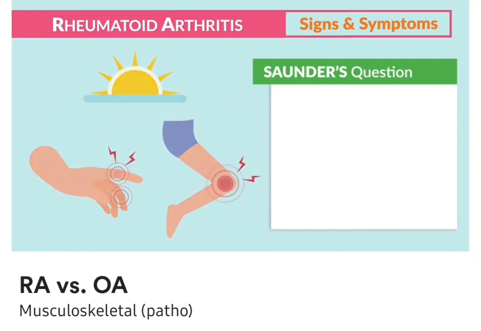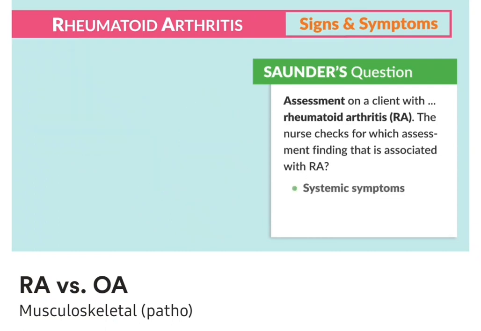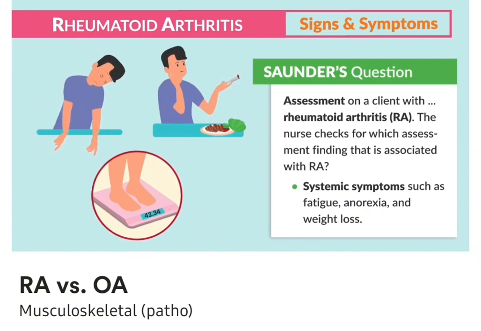And a second question here. Assessment on a client with RA. The nurse checks for which assessment finding that is associated with RA? Systemic symptoms such as fatigue, anorexia, and weight loss. Big key terms right there.